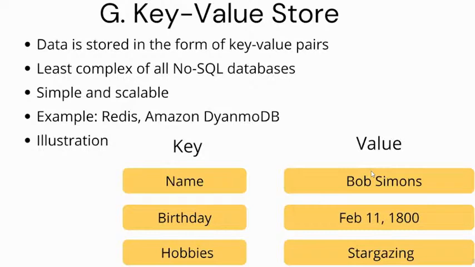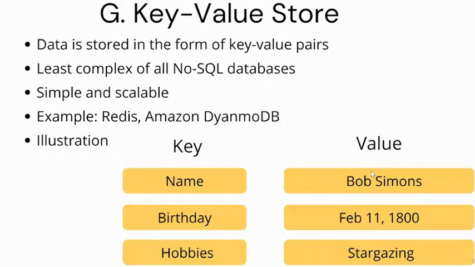Over here, you'll see a simple illustration of a key-value database. So data is stored in the form of key and value pairs. In this case, we are storing different types of keys. So you have a name key that stores the value, which is Bob Simons. You have the birthday key, which stores the birth date of the person, which is Feb 11, let's say 1800. Then you have hobbies as a key, which stores different hobbies of an individual. In this case, this person has a hobby of stargazing.